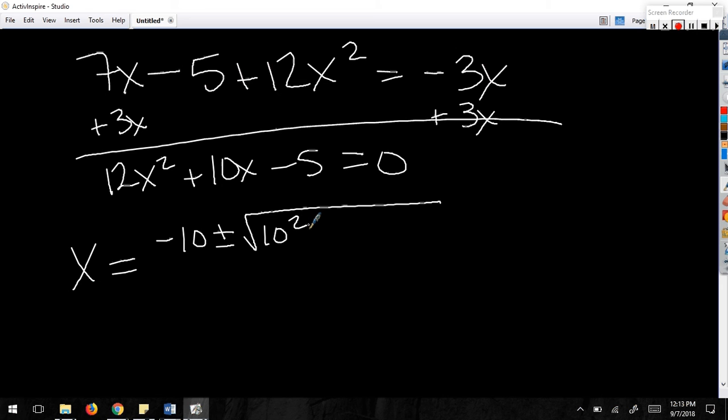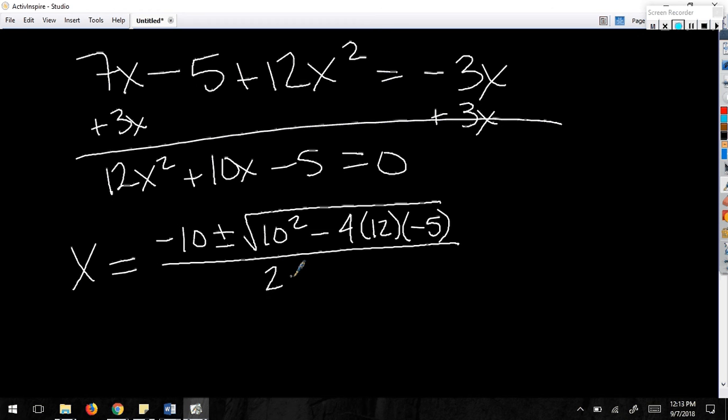B squared, 4 times A times C, all over 2A. Yes, the quadratic formula.